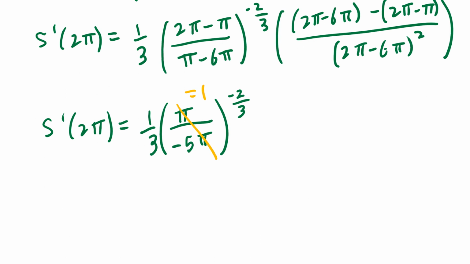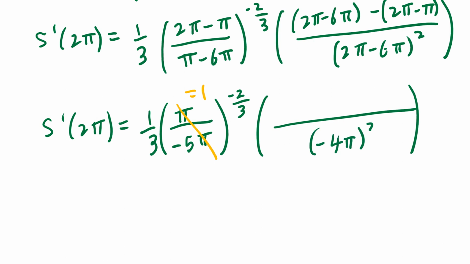And if I keep going, again, I'm starting with the denominator. 2 pi minus 6 pi is going to be 4 pi, or I should say negative 4 pi, in brackets, squared. If I look at the top, 2 pi minus 6 pi is going to be negative 4 pi. 2 pi minus pi is pi, so you're subtracting pi. Now, let's keep going. This equals 1 over 3.